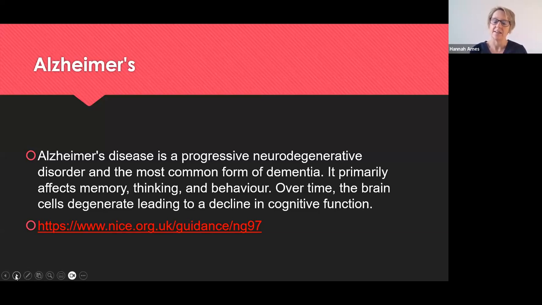The NICE guidelines, NG97, you can put into Google NICE guidelines for Alzheimer's, is a really good resource and tells you all the best practice requirements that we should be offering for patients with Alzheimer's. The other website which is quite good is the Alzheimer's charity, the Alzheimer's Society. That's got lots of really useful information, which is quite simply laid out as well. So definitely do a bit of background reading if you're unfamiliar with the condition.